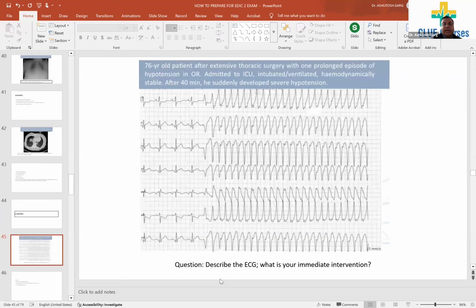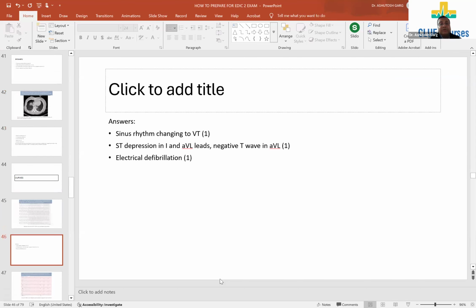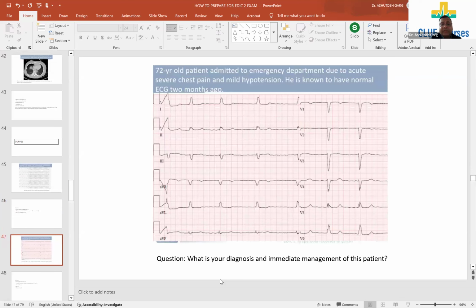These are the things. In the curve section, they will give you some arrhythmias and ask questions like, describe the ECG, what is your immediate intervention? So this is sinus rhythm changing to VT, ST depression in lead 1 and AVL, electrical defibrillation. And next ECG, what is the immediate management?